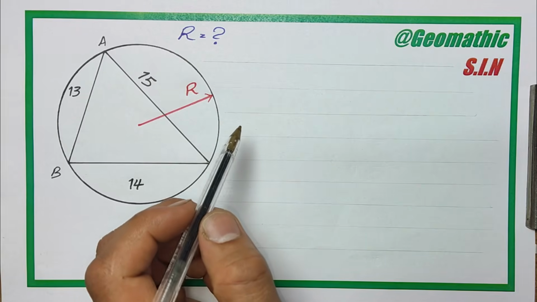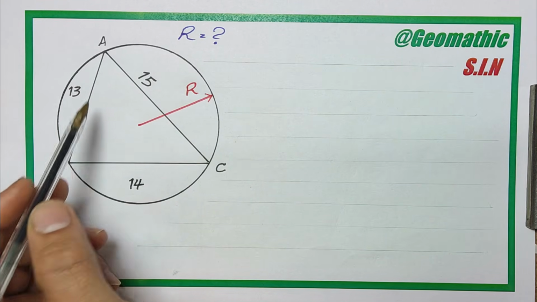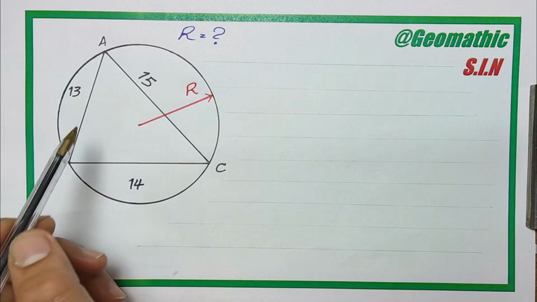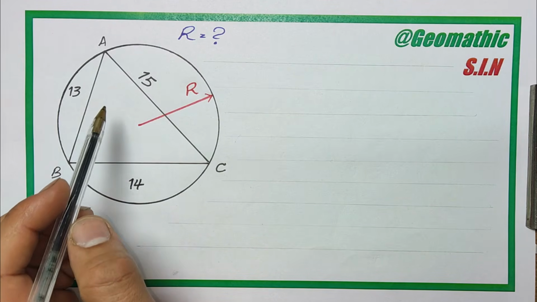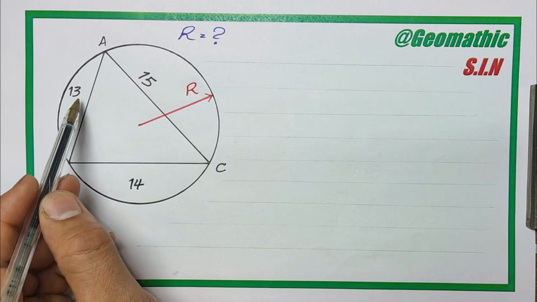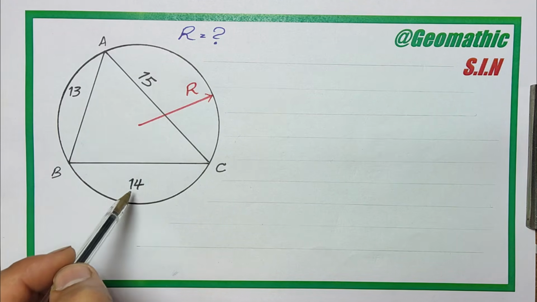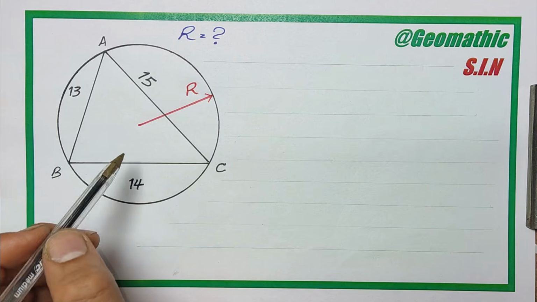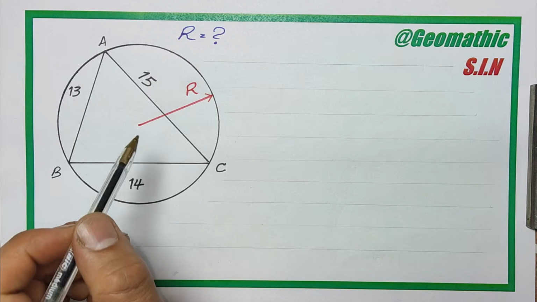The problem gives us a circle with a triangle inscribed in it, meaning all three vertices lie on the circle. The side lengths of the triangle are given. AB equals 13, AC equals 15, and BC is 14. We are asked to find the radius of the circle. So what's the first thing that comes to your mind?